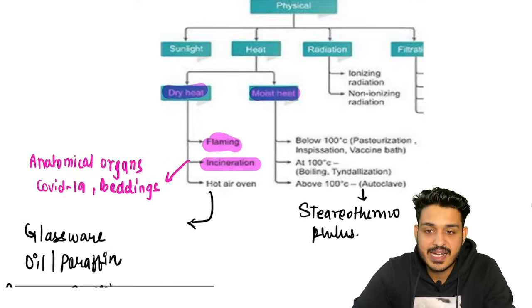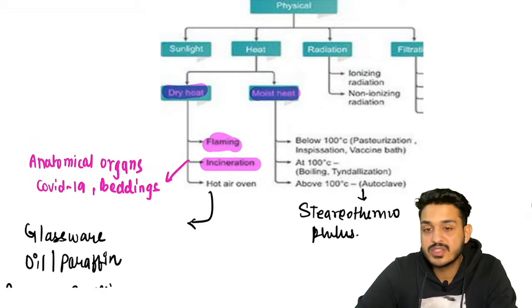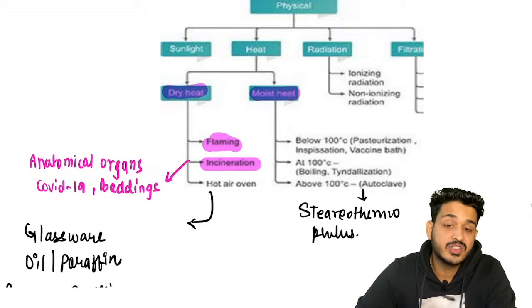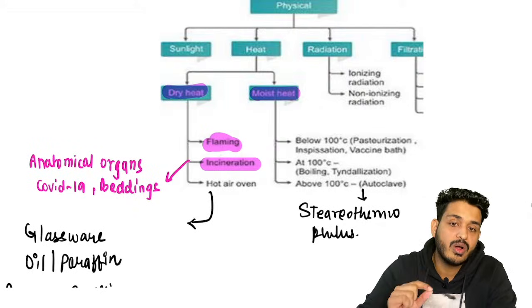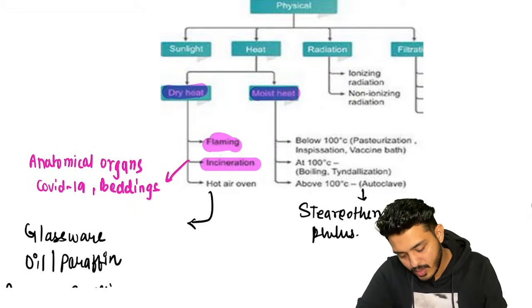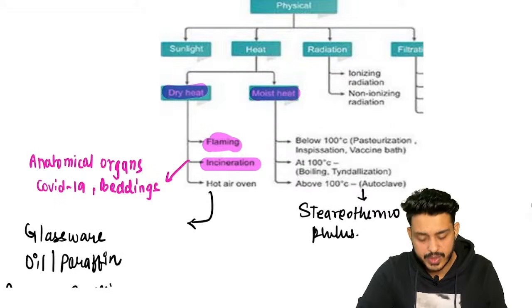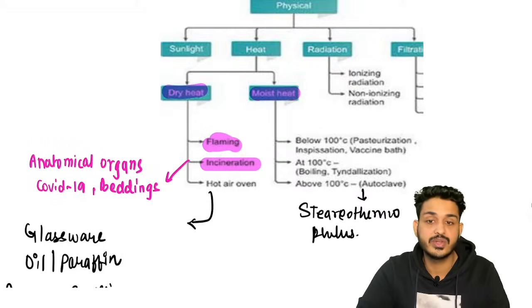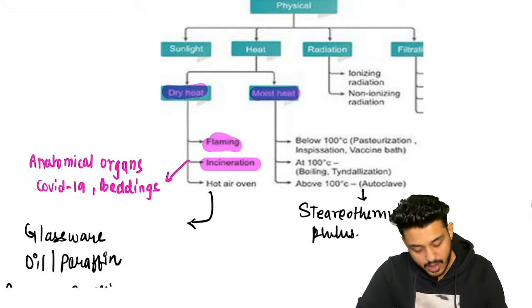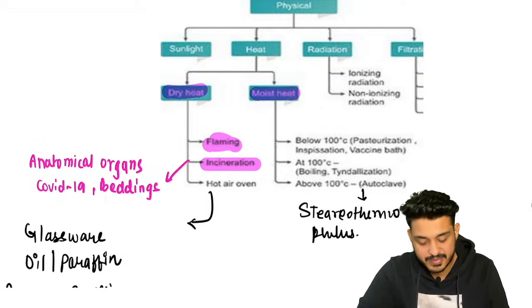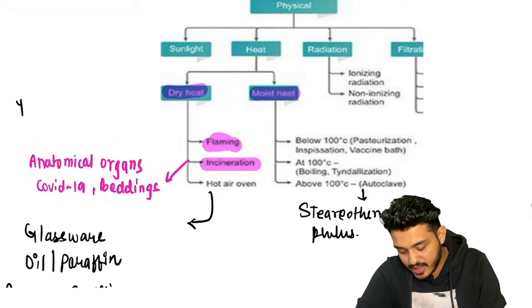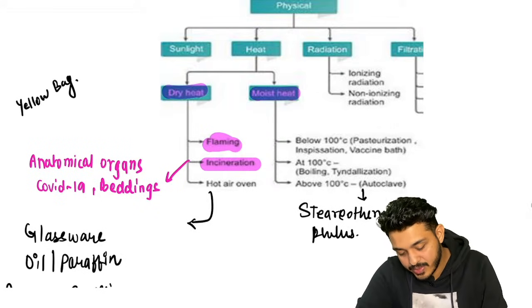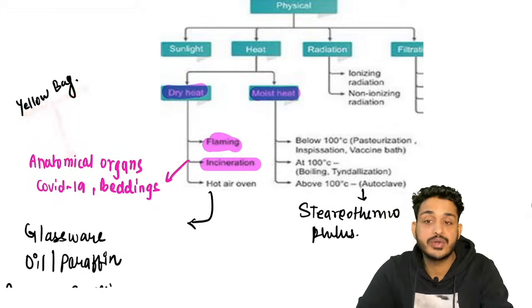Next thing we are having is incineration. Incinerators are very big machines in the hospital, right? These big machines are utilized for all the anatomical waste, body organs, right? During COVID-19, all the organs or the bodies went into the incinerator. All the beddings, all the waste of the hospital, whatever is there in the yellow bag, goes into the incinerator.